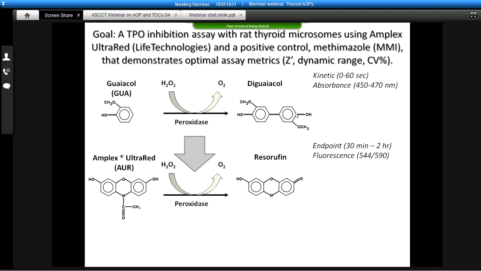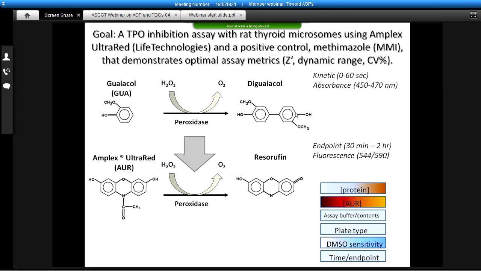Interestingly, Amplex Ultra Red was marketed for use with horseradish peroxidase to detect hydrogen peroxide in cell-based systems. So you can see we're using this sort of off-label for our purposes for screening. And this really is only possible because of conservation of catalytic domains of mammalian peroxidases. So what I've done is try to develop and optimize an assay with Amplex Ultra Red in place of guaiacol, and to use methimazole, a positive control, to demonstrate the assay performance.